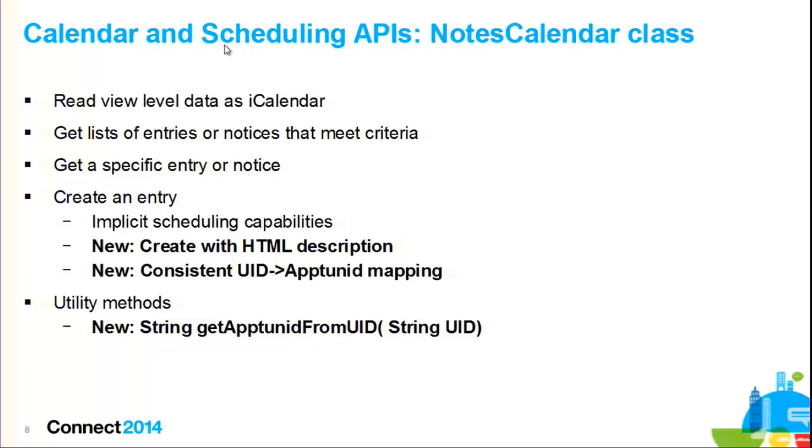And also we improved the mapping between a UID and an appointment ID. And this is a little geeky and techy, but if you haven't run into the problem, you may not care, but it was certainly something that a number of implementers thought that every user should have that same mapping, and we agreed and implemented it. And there's another utility method off this class which really exposes that mapping that we have here to get the appointment ID from a UID.